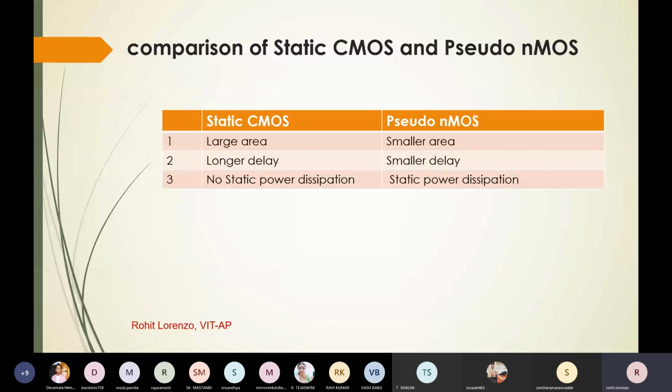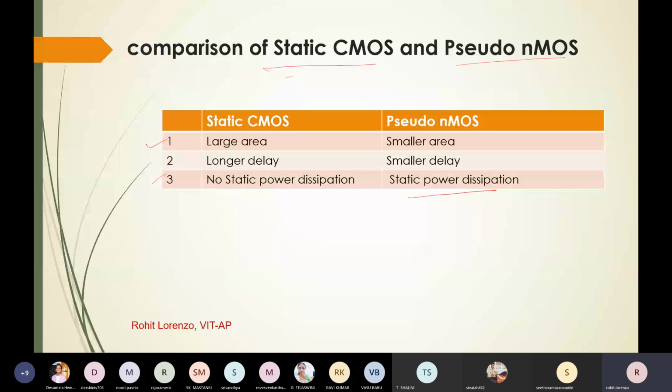Now, if I do the comparison between static CMOS and pseudo NMOS, static CMOS has a large area, pseudo NMOS has a small area and smaller delay, but there is static power dissipation. Why am I saying no static power in static CMOS? Because it has a complementary nature: if the upper block is on, the lower one is off. If the pull up network is on, then the pull down network is off. But here the upper block is always on, and because of this there is static power dissipation in the case of pseudo NMOS.